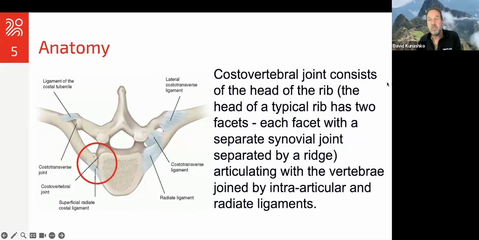So let's start with the joints in the posterior aspect of the rib cage, the costovertebral joints. This consists of the head of the rib. You can see the circle there showing the head of a typical rib. It has two facets, upper and lower, on the vertebral body. Each facet has a separate synovial joint. And of course, there are ligaments that hold it in place, including the interarticular and radiate ligaments.